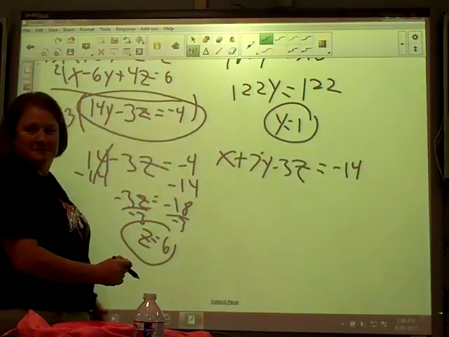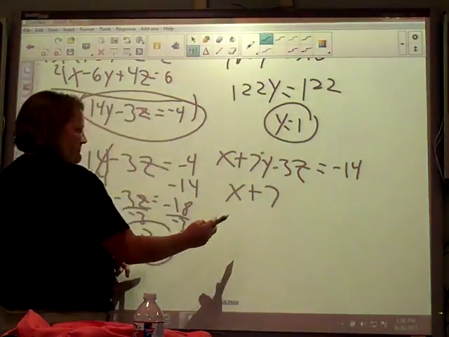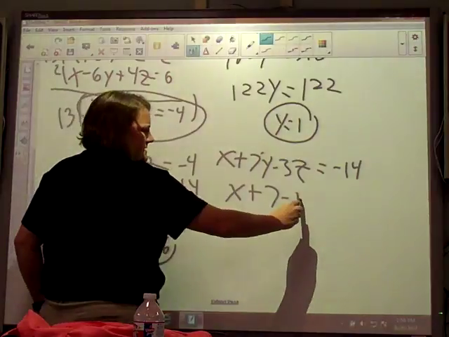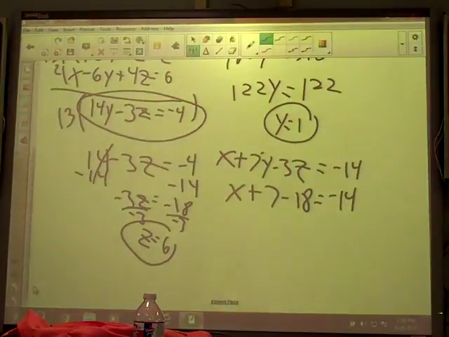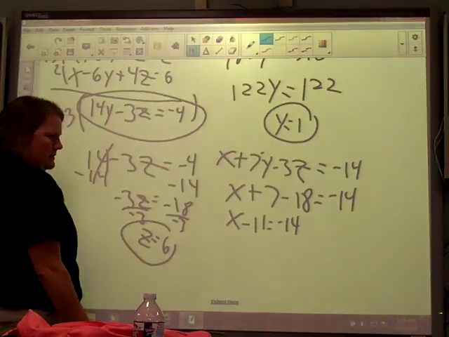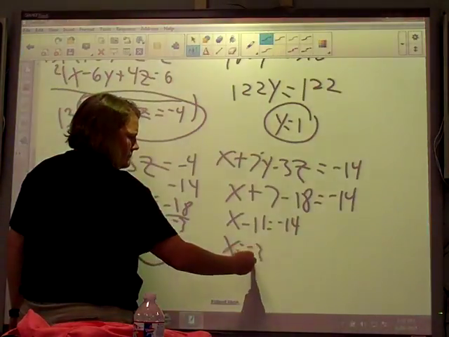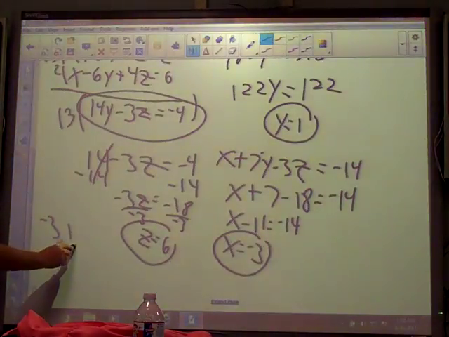I made it then. Okay, so x plus 7 times 1 minus 3 times 6 equals negative 14. So that's x minus 11. Add 11. Is that right? Checking me? Okay, so then our last step would be to write that as an ordered triple, your x, y, z. So I'll have negative 3, 1, 6.